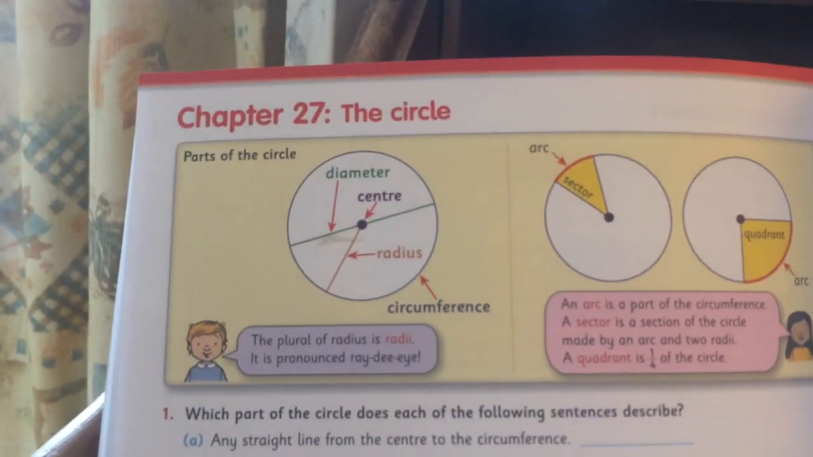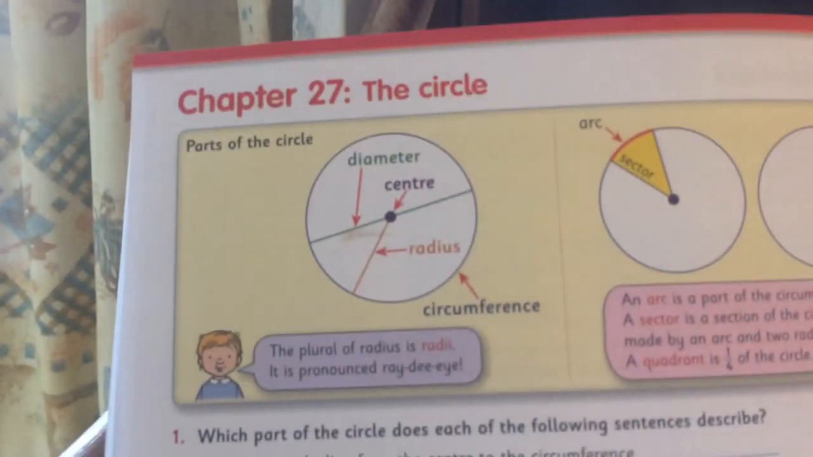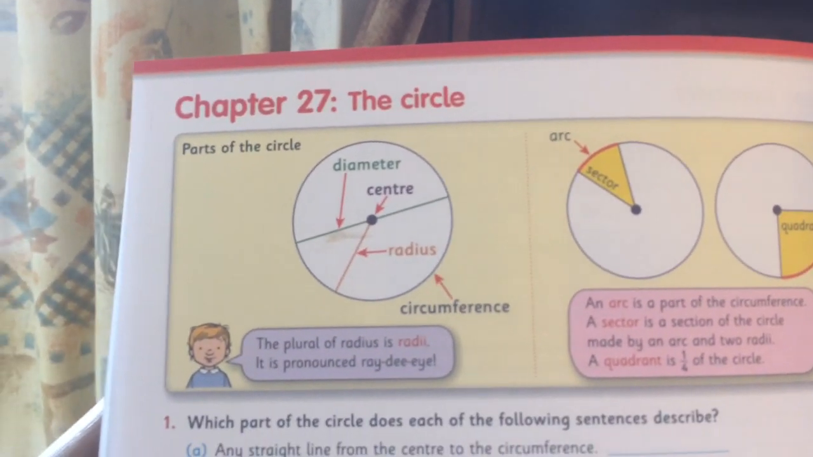Hi everyone, we're on chapter 27 this week. It's on page 148 and we're doing the circle. We're talking about the circle this week.